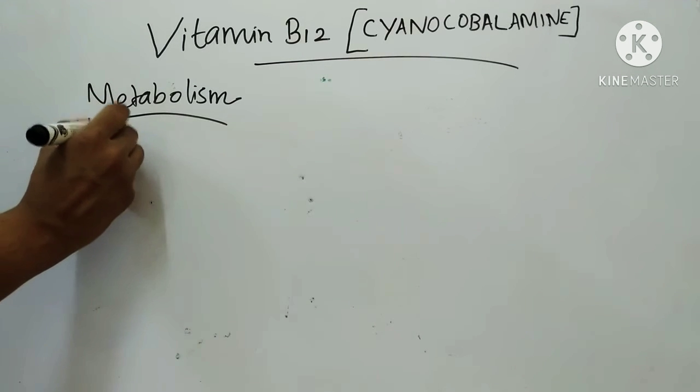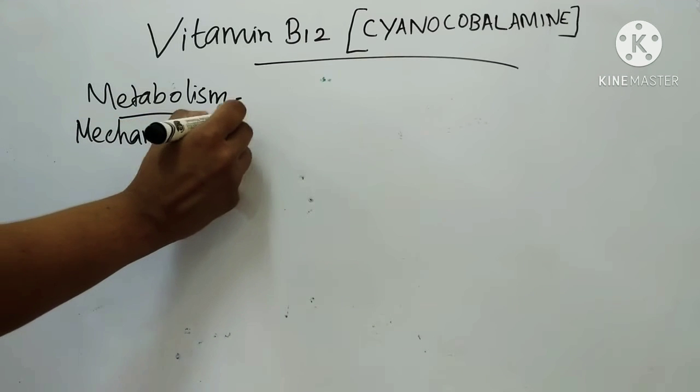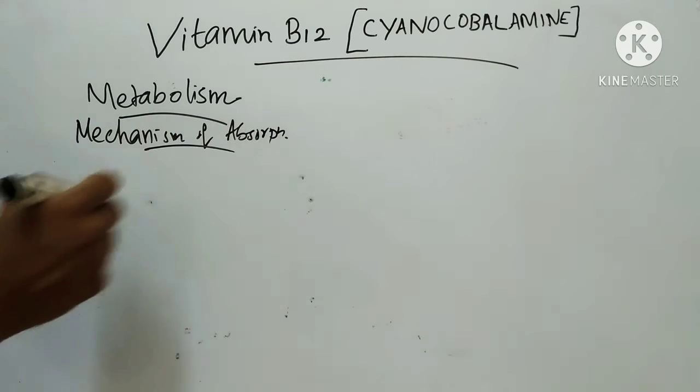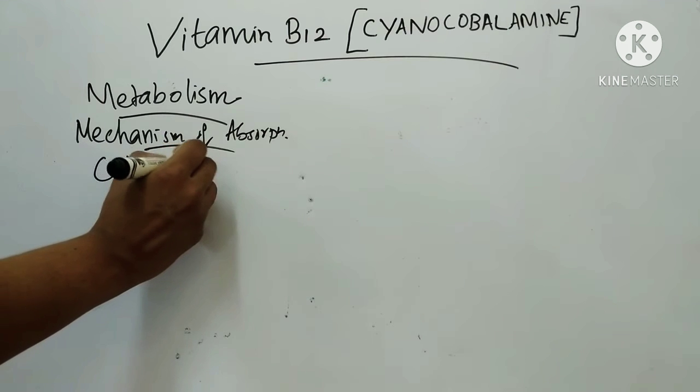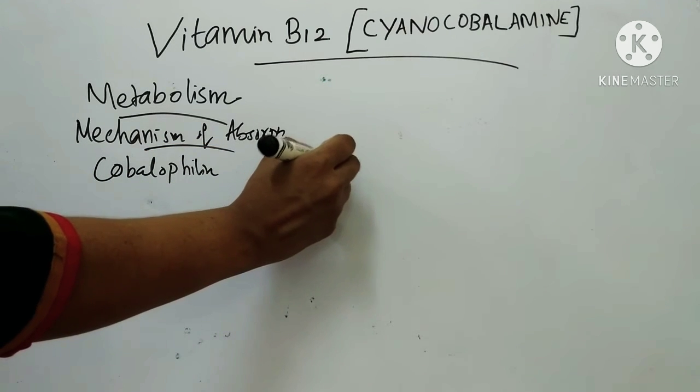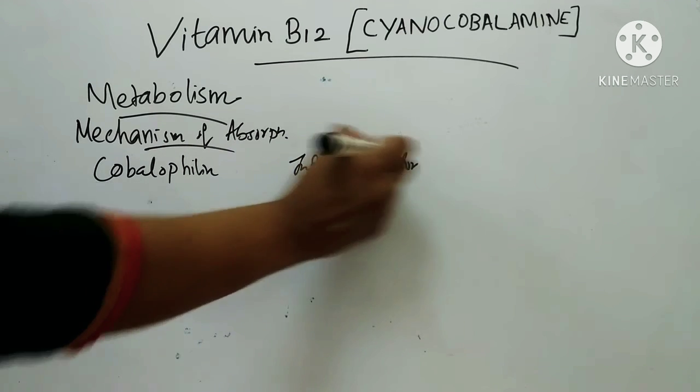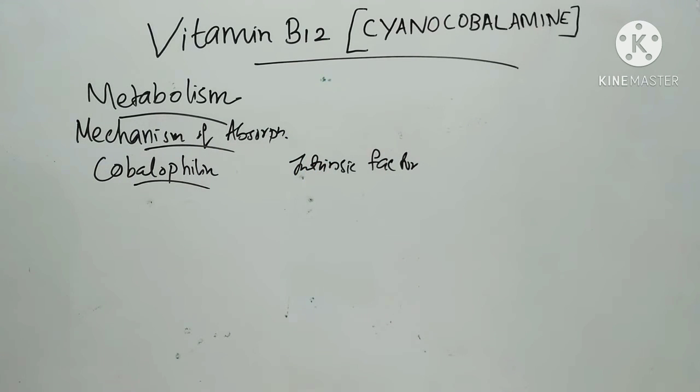Mechanism of absorption. Two binding proteins are required for absorption, they are cobalophilin and intrinsic factor. This cobalophilin is a binding protein secreted in saliva. Then intrinsic factor is a glycoprotein secreted by parietal cells of gastric mucosa. These are the two binding proteins required for the absorption.